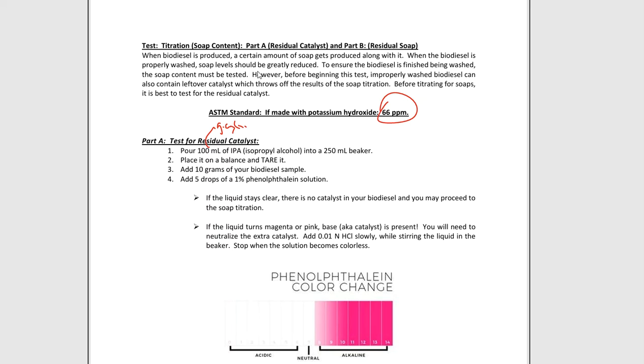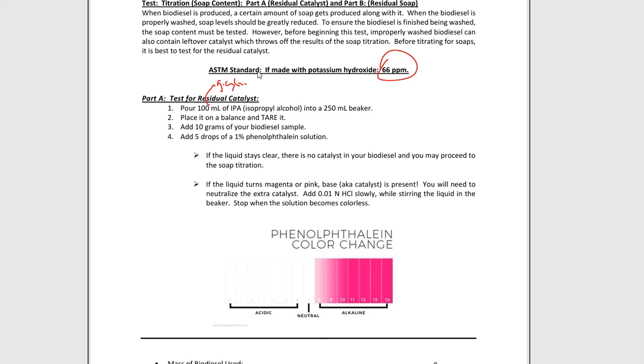So what's happening is that I'm getting ready to create a nice little swimming pool for my sample to jump into. And we are going to be determining this based on mass of the biodiesel. So I need to tare out the mass of the IPA before I go any further.